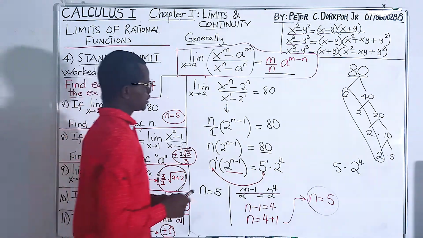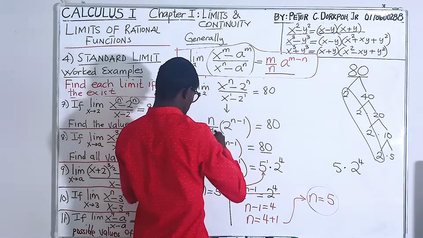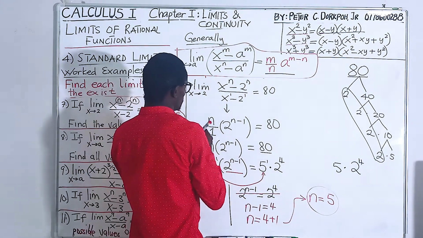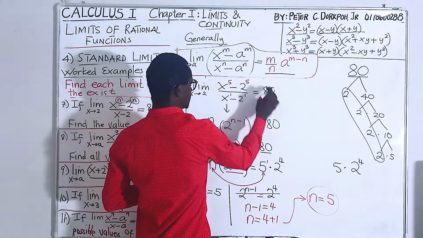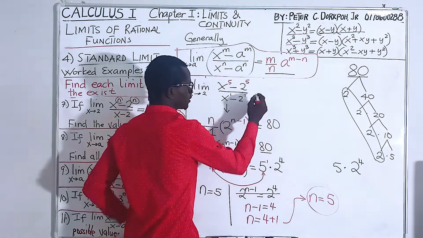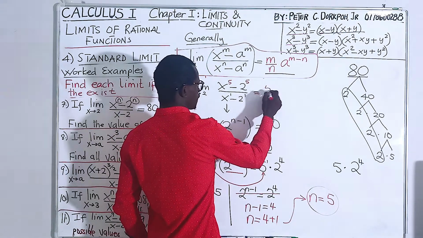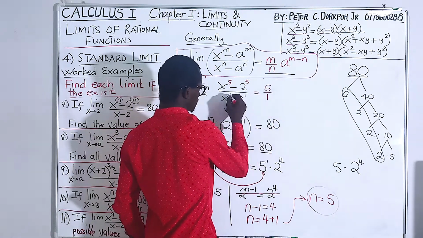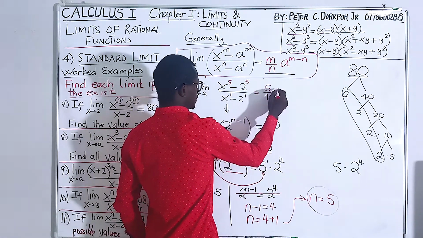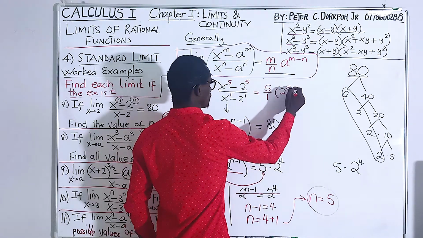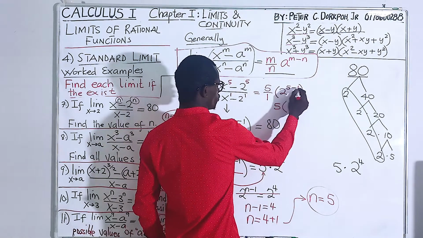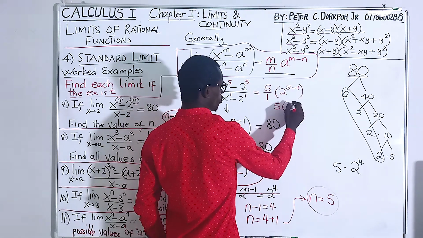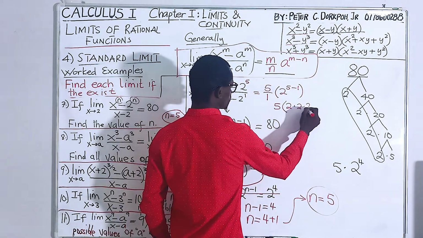Is it true? Let's prove it. If you put 5 right here, let's take 5 and replace n with 5. We put 5 here and say we don't know this 80. So this is now 5 over 1 times 2 raised to the power 5 minus 1. So it's just 5 times 2 to the power 5 minus 1, which is 4, so it's 2 times 2 times 2 times 2.